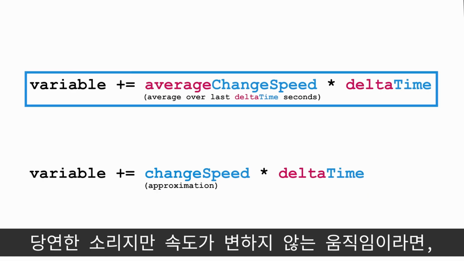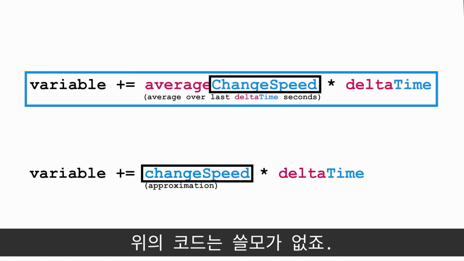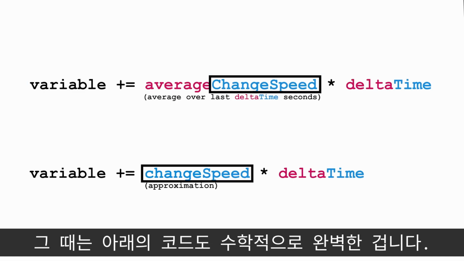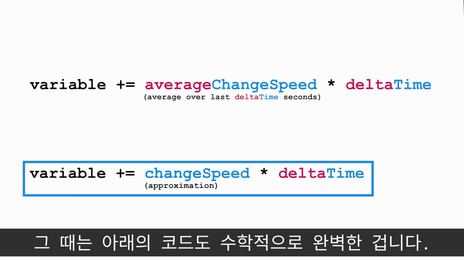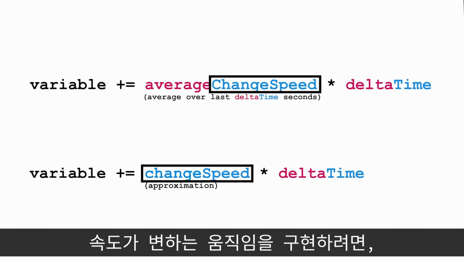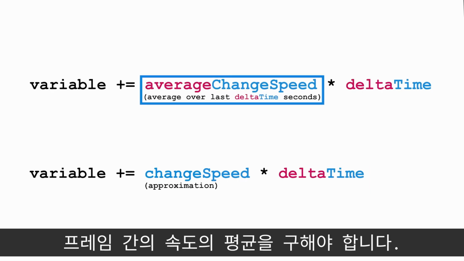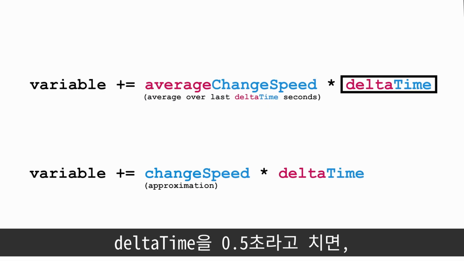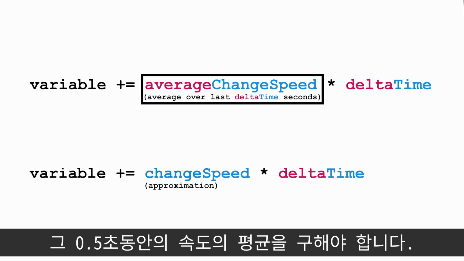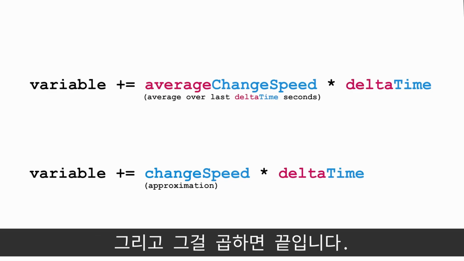The thing is, you obviously only need this formula if the change speed itself is changing. If the change speed is consistent, then this is a mathematically perfect solution as well. If the change speed itself is changing, then you have to figure out the average change speed over the last delta time seconds. So let's, for example, say delta time is 0.5 seconds. Then you have to figure out the average change speed over that time period and multiply by that.